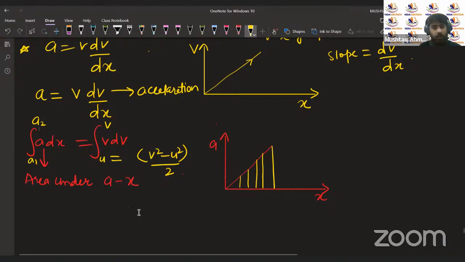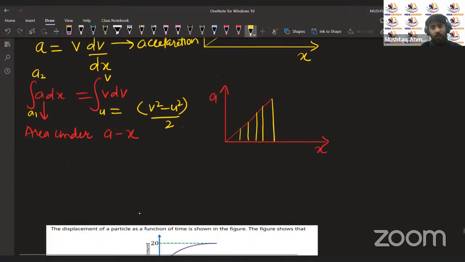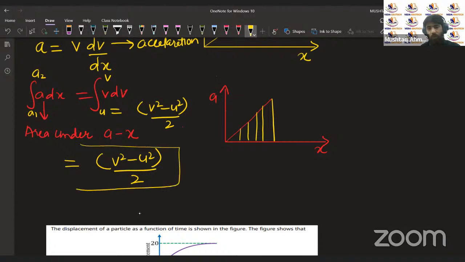So the area under the acceleration-position graph will give us (final velocity square minus initial velocity square) upon 2, right? So this is one of the important conclusions here, with respect to the area under the acceleration and position graph.